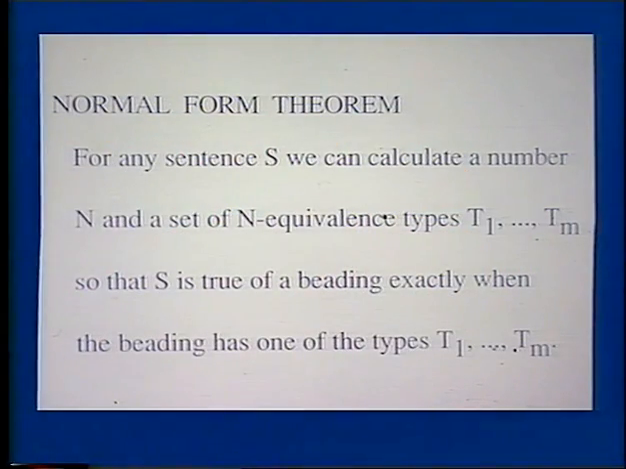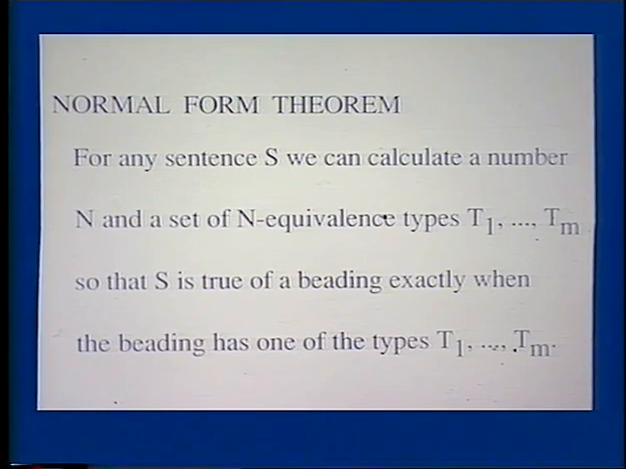And Fraïssé's last theorem about his games was as follows. It's called the normal form theorem. This is the theorem where we start studying sentences of a formal language. I won't describe exactly what the formal language is, but it's the natural formal language for talking about beadings, and it will have expressions that mean x is a red bead, x is a black bead, the bead x is to the left of the bead y, and things like that.